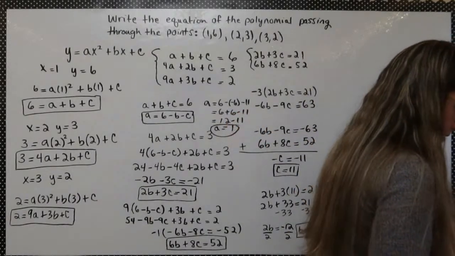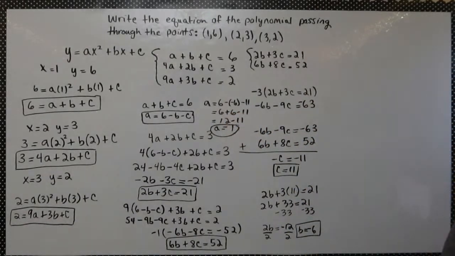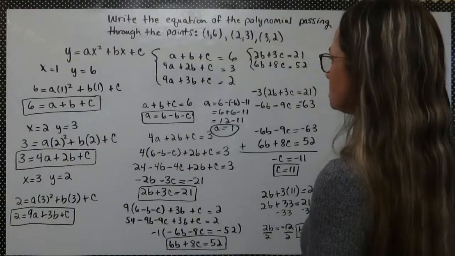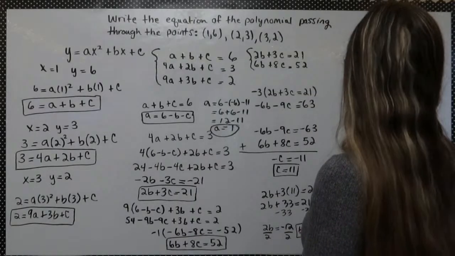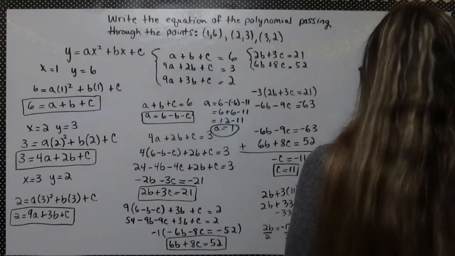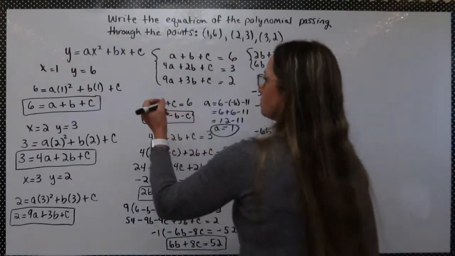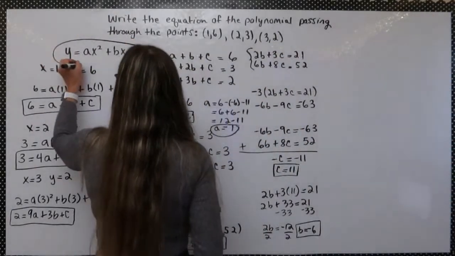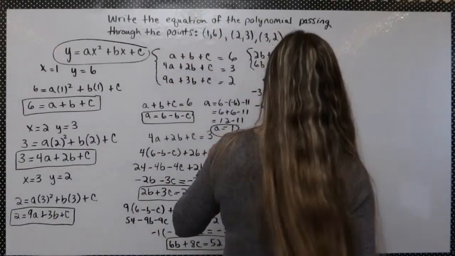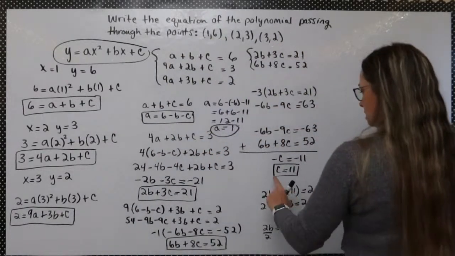All right, so how do we write that polynomial? We're just going to take those values for A, B, and C and plug into that form. And then I was hoping to have a little bit of room to graph it. So let's go ahead and write the polynomial using this form. And we have A, B, and C.